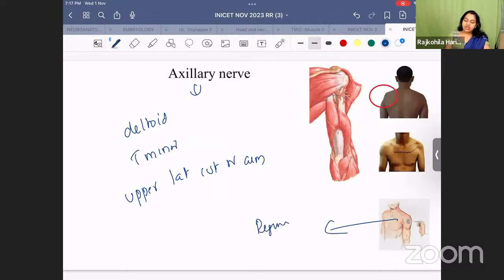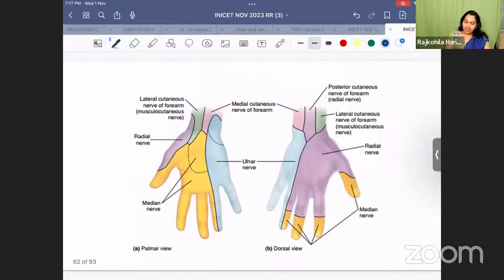It's called the regimental badge anesthesia. Loss of sensation over that upper lateral part of the arm. Okay, so the rounded contour of the deltoid is gone. The rounded contour of the shoulder is gone. And this shoulder is going to be sort of square or pointed out. Okay, axillary nerve injury.